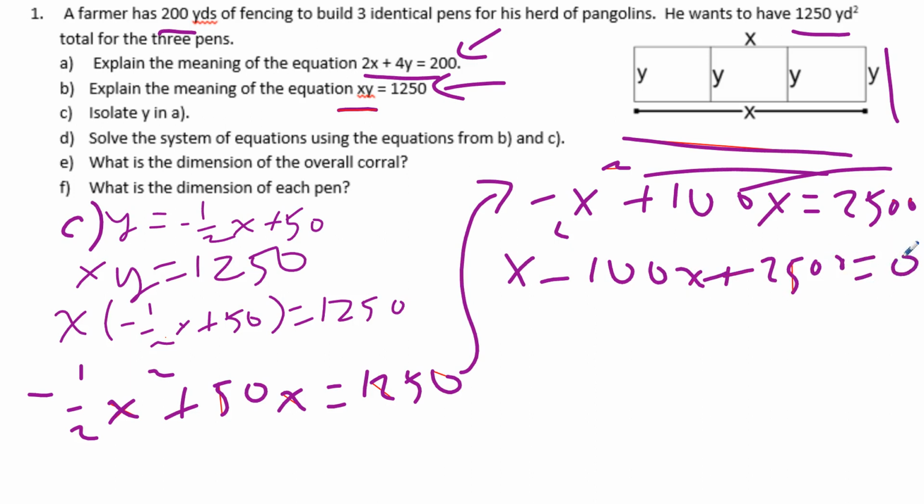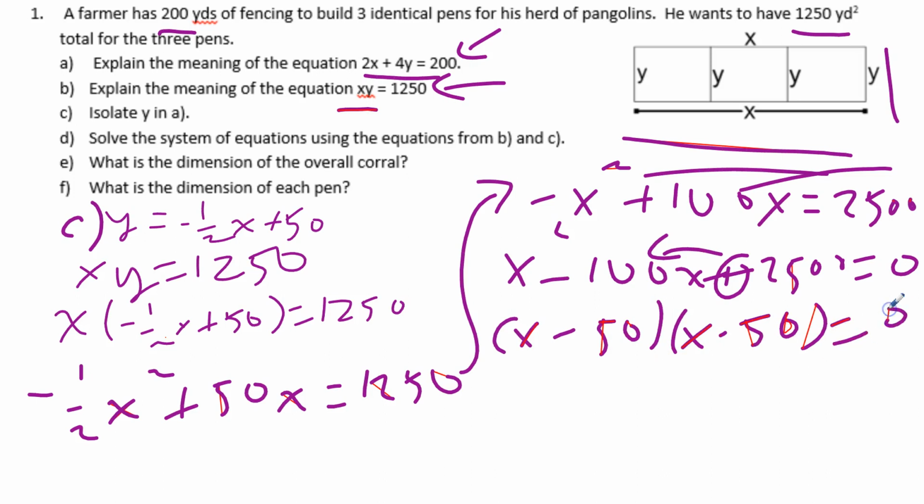Now I'm going to try and factor this guy. What multiplies to give me 2,500 but adds to give me 100? Well, golly, I think that's just 50 and 50. So that factors into a nice and tidy (x - 50)(x - 50), right?